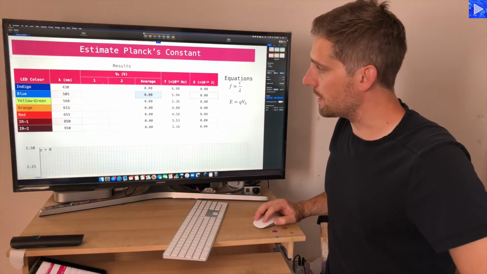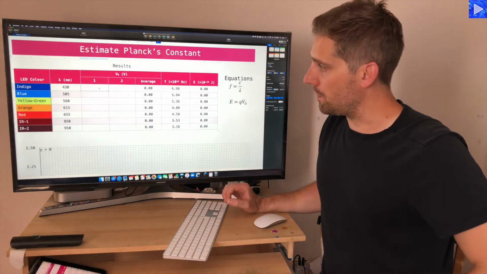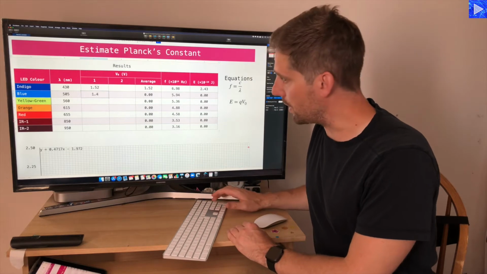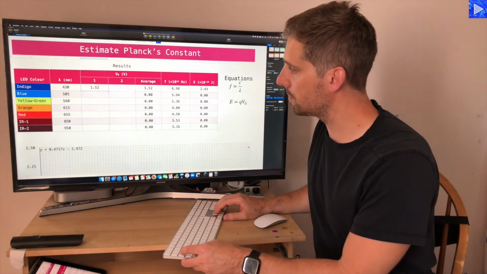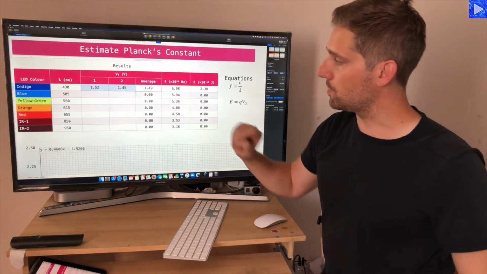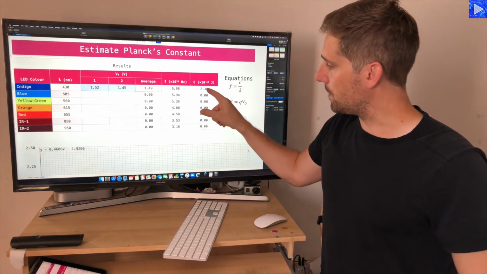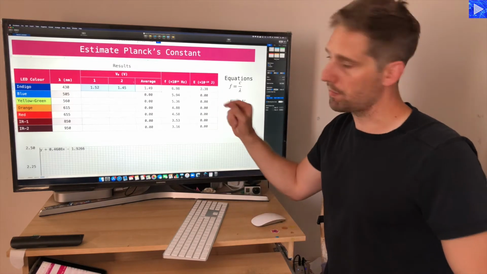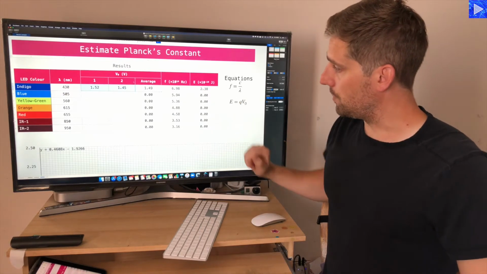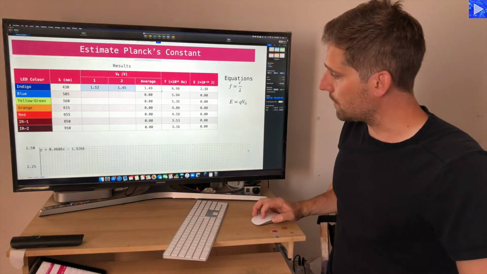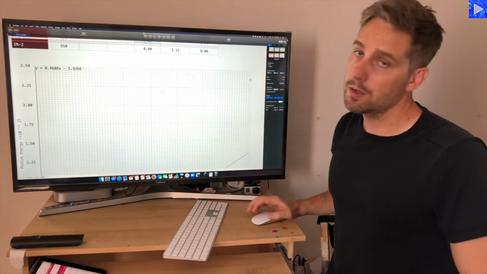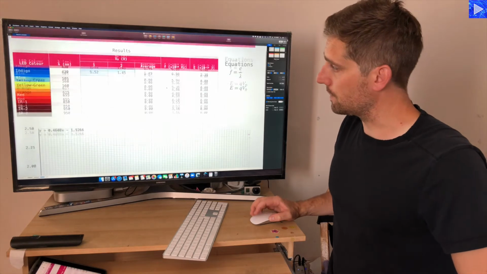So let's put some numbers in and see how it looks. The first result for indigo was 1.52, the second one was 1.45, oops, wrong cell, 1.45. Okay, so the average is 1.49, and you can see that the energy has calculated, it's 2.38 times 10 to the minus 19 joules. So that's our value there. And these results, as I type them, will be plotted onto our graph grid down here automatically. So we'll look at that in a moment.